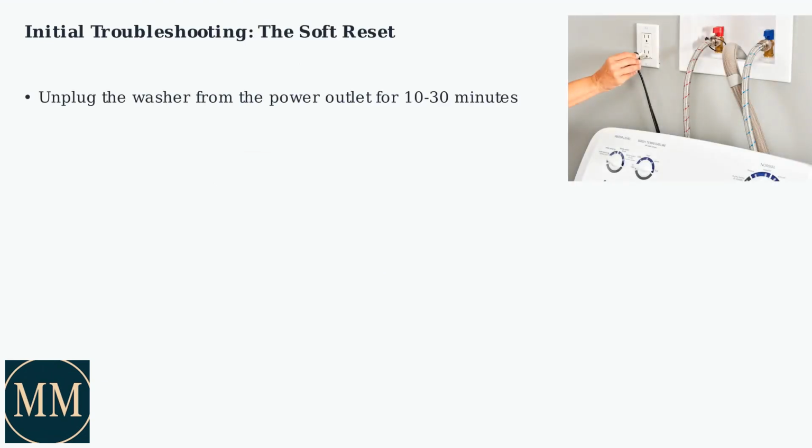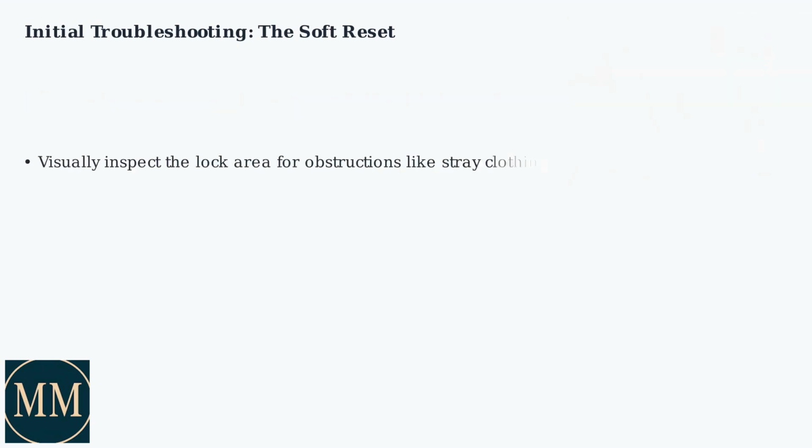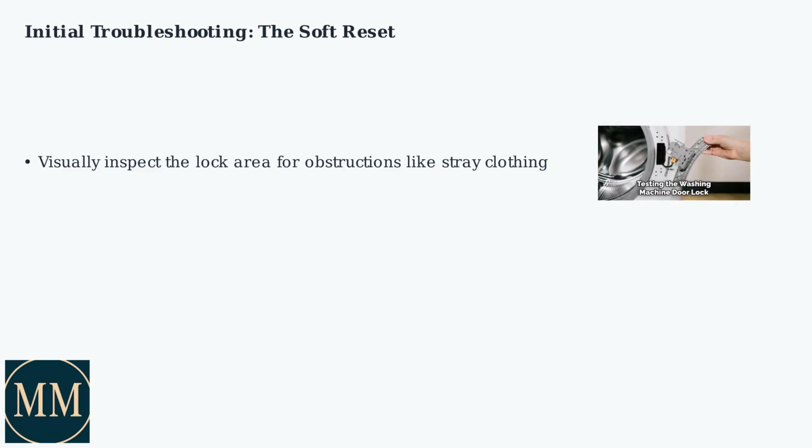The first step in troubleshooting the F5 error is a soft reset. Unplug the washer from the power outlet for 10 to 30 minutes to clear any temporary errors. Additionally, visually inspect the lock area for any obstructions, such as stray clothing items that might interfere with the mechanism. Manual lock inspection and cleaning is crucial for resolving F5 errors.